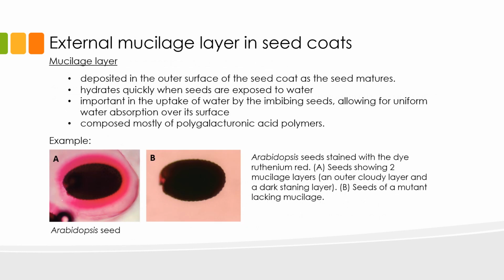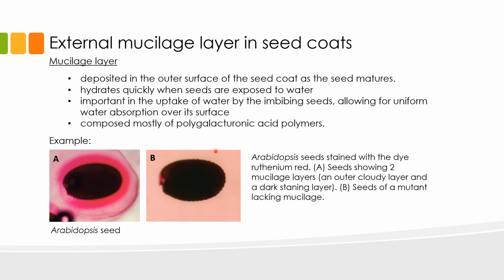Aside from phenolic compounds, some seeds also accumulate polygalacturonic acids that are deposited on the outer surface of the seed coat in the form of mucilage. These mucilages hydrate quickly when exposed to water. This makes them important in the uptake of water during seed imbibition. Given that mucilages encase the whole seed, it allows for uniform water absorption over the seed surface.